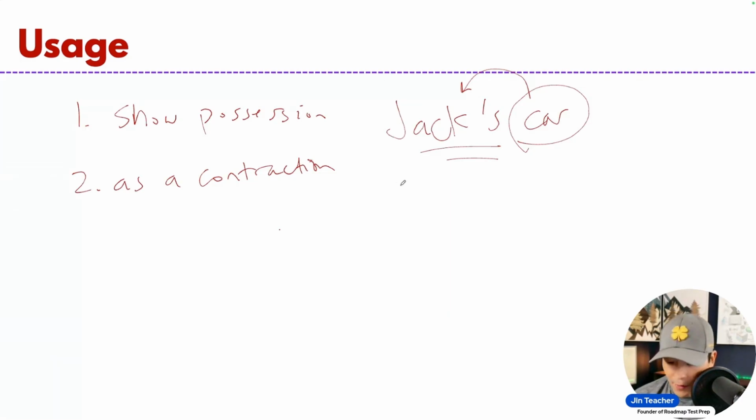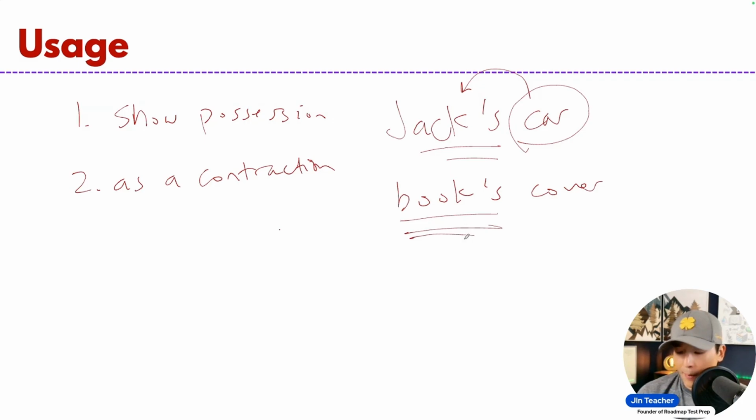For example, if I said the book's cover, in this case the apostrophe with book's is being used to show possession. It's being used to express that the cover belongs to the book. It is the book's cover. So that's the first use, to show possession. The second use is as a contraction. So what exactly is a contraction?